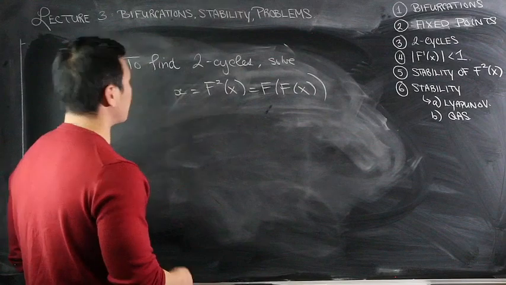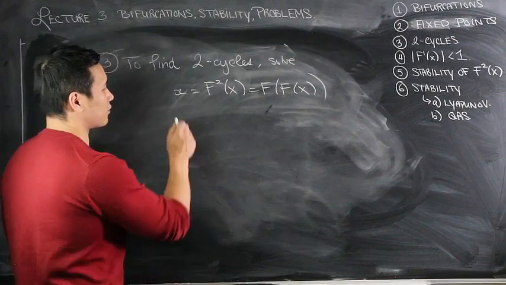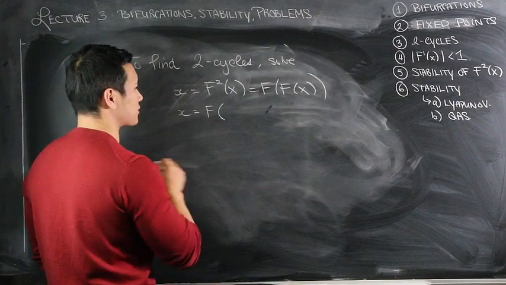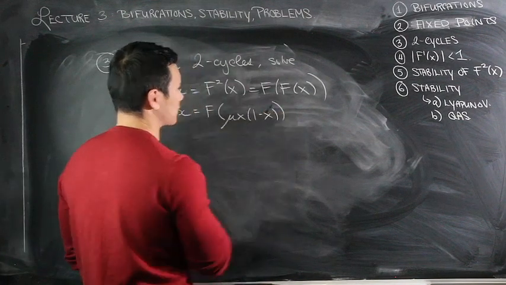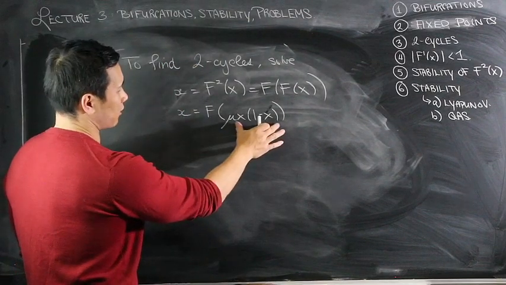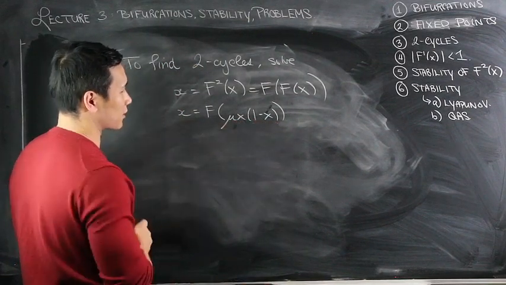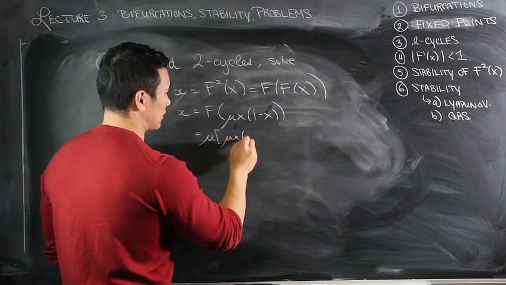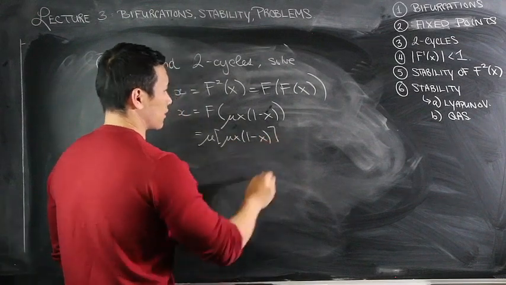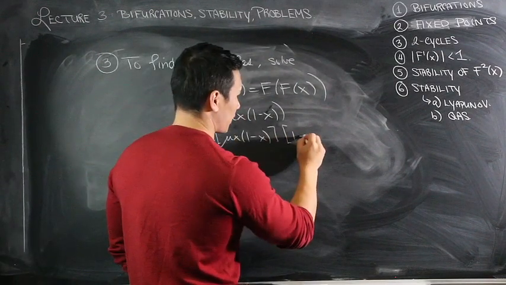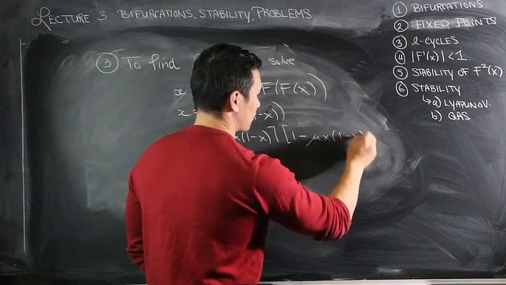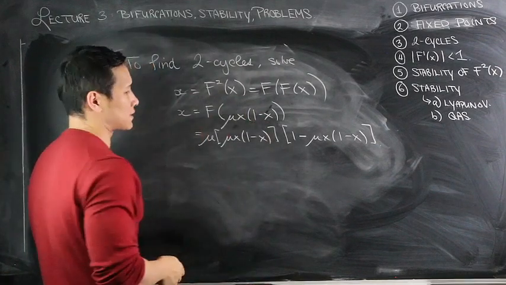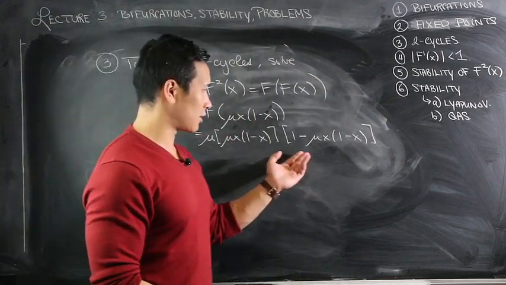This equation is more difficult to solve. So you have to put in f of x here, and we'll do it in two steps. Put in the logistic map, mu times x times 1 minus x. And then this input is placed inside the same formula. So this is mu times, in brackets, mu times x times 1 minus x, and then another bracket, 1 minus mu times x times 1 minus x. It's just a logistic equation, but the input is now itself, mu times x times 1 minus x.